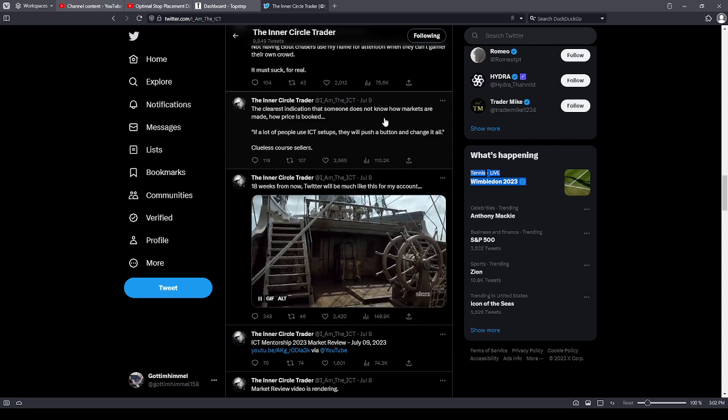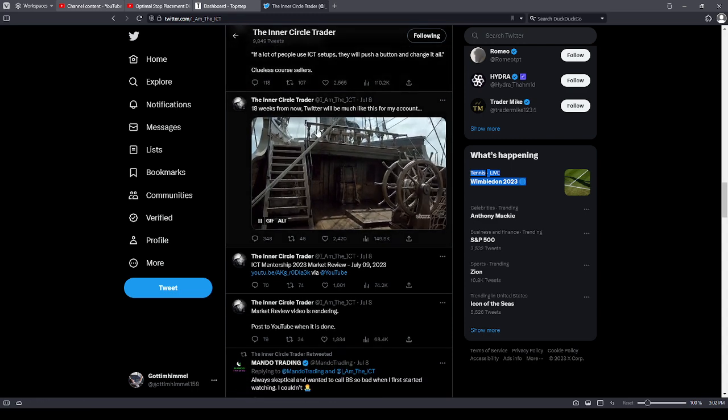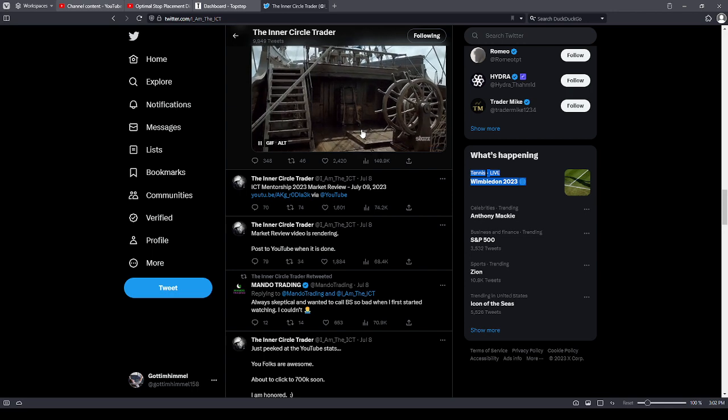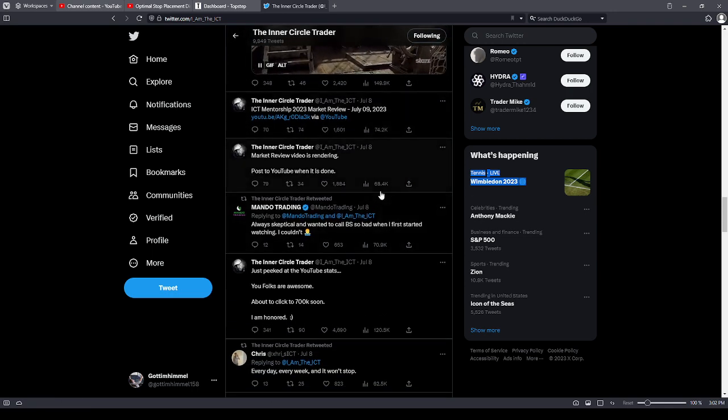"The clearest indication that someone does not know how markets are made, how prices booked, quote, if a lot of people use ICT setups, they will push a button and change it all." Yeah, it's true, guys. You're not changing algorithmic price delivery by talking about it. This is not quantum physics, guys. The electron is not going to turn into a particle just because you looked at it. No observer effect here, okay?